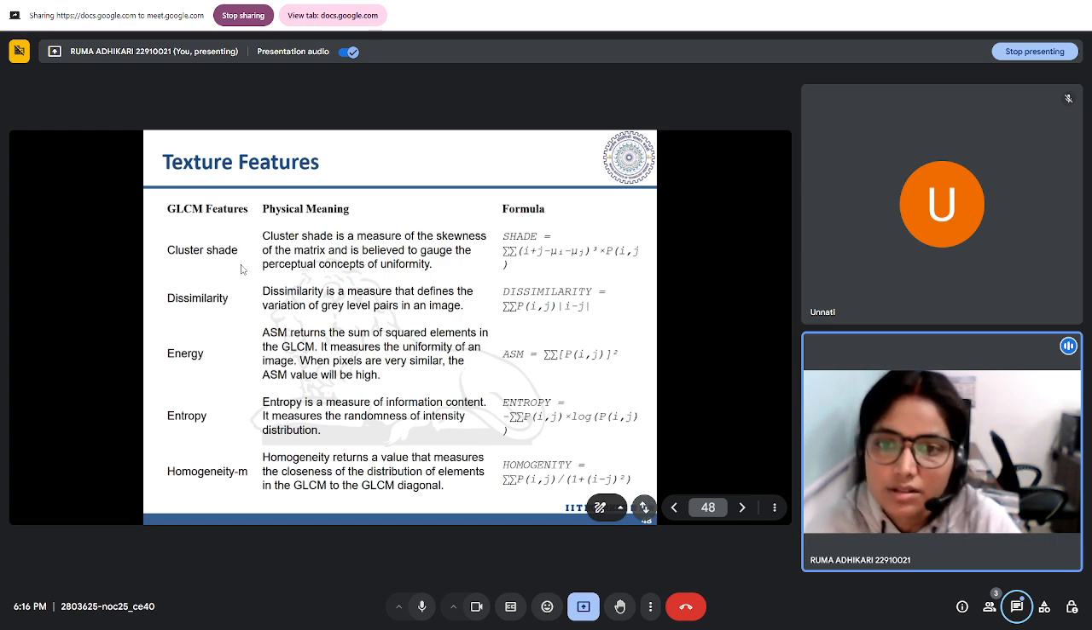Now these are the formulas for how we calculate dissimilarity, energy, entropy. This is very important. Entropy is a measure of information content. It measures the randomness of the intensity distribution. How random is it?